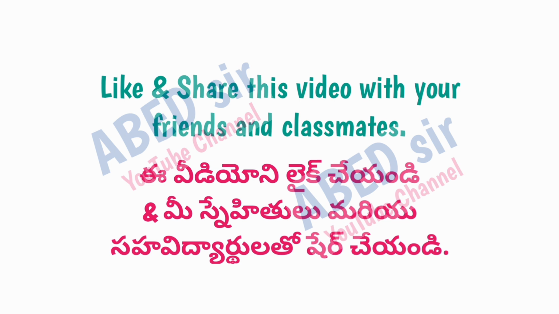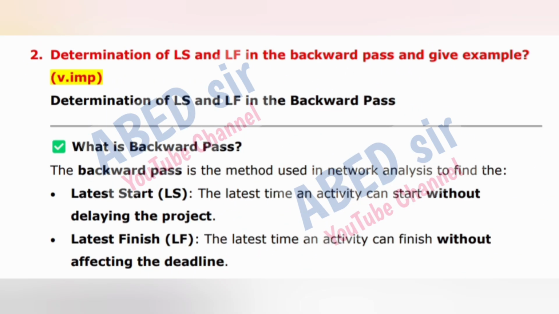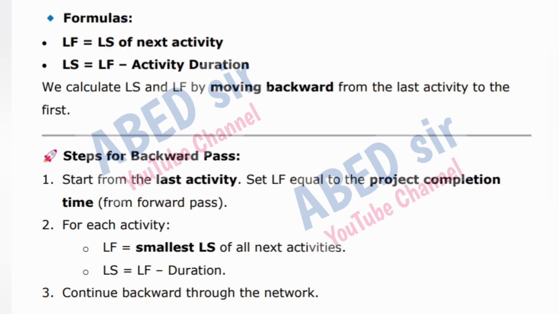Next important long question is 2. Determination of LS and LF in the backward pass and give example. What is backward pass? The backward pass is the method used in network analysis to find the latest start, LS, the latest time an activity can start without delaying the project. Latest finish, LF, the latest time an activity can finish without affecting the deadline.